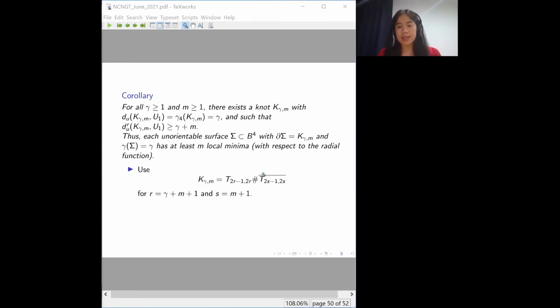Basically what this is saying is that for gamma, there are cobordisms to the unknot with unorientable genus gamma, but any instantiation of this has to have at least m local minima.